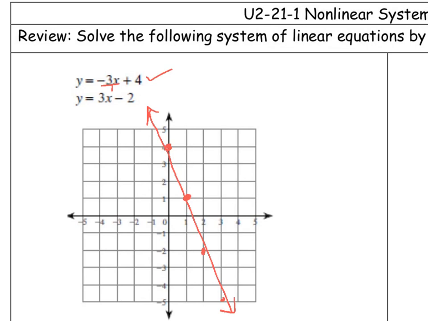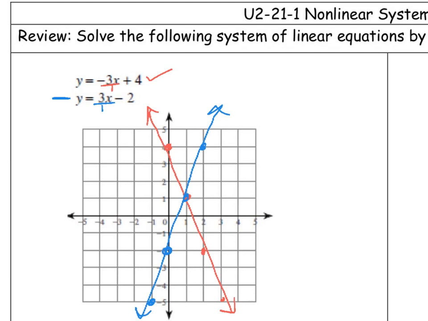So now I want to graph this one, y equals 3x minus 2. So my y-intercept is negative 2. It has a positive slope of 3 over 1, so it's up 3 and over 1, up 3 and over 1. And I can also go backwards, down 3 and to the left 1. And so there is my graph of the line y equals 3x minus 2.